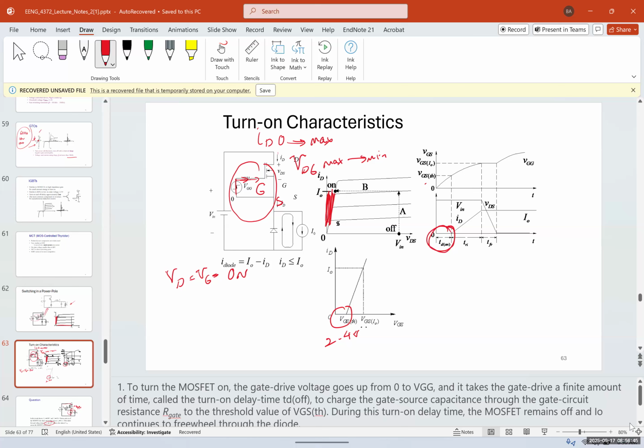So again, it takes a little bit of time to turn on, and then you can see the IO is increasing and VDS is decreasing. So the voltage is dropping, the voltage between the drain and source, sorry, V drain source, and it's the same for V drain gate as well. So V drain source would drop and therefore would be equal. So VDS becomes equal to 0. You can see here VDS is dropping to 0.